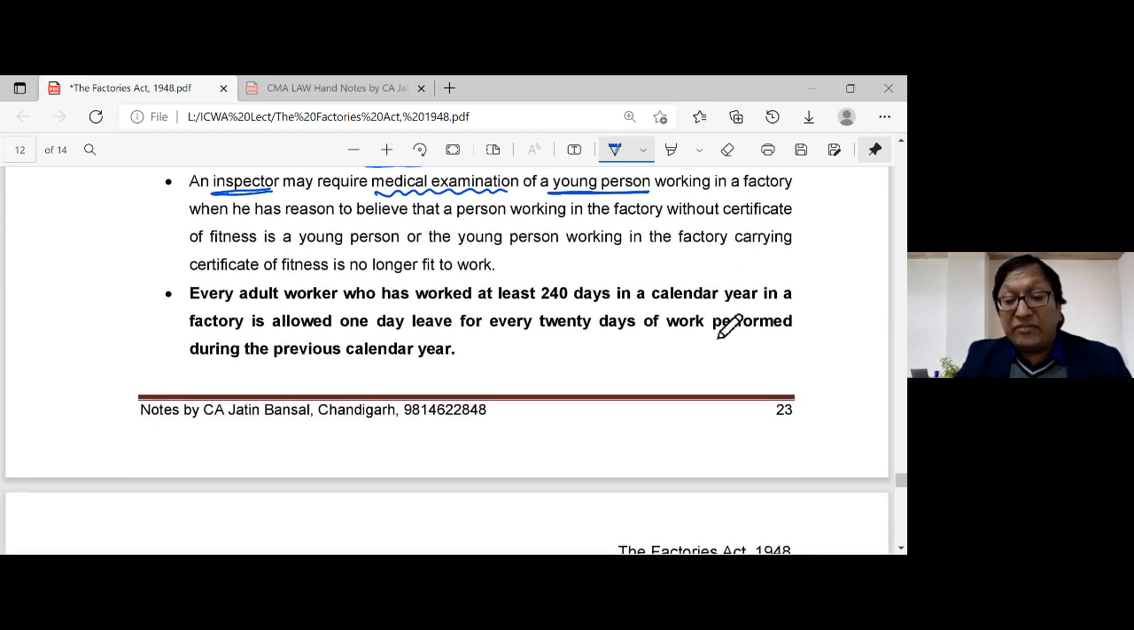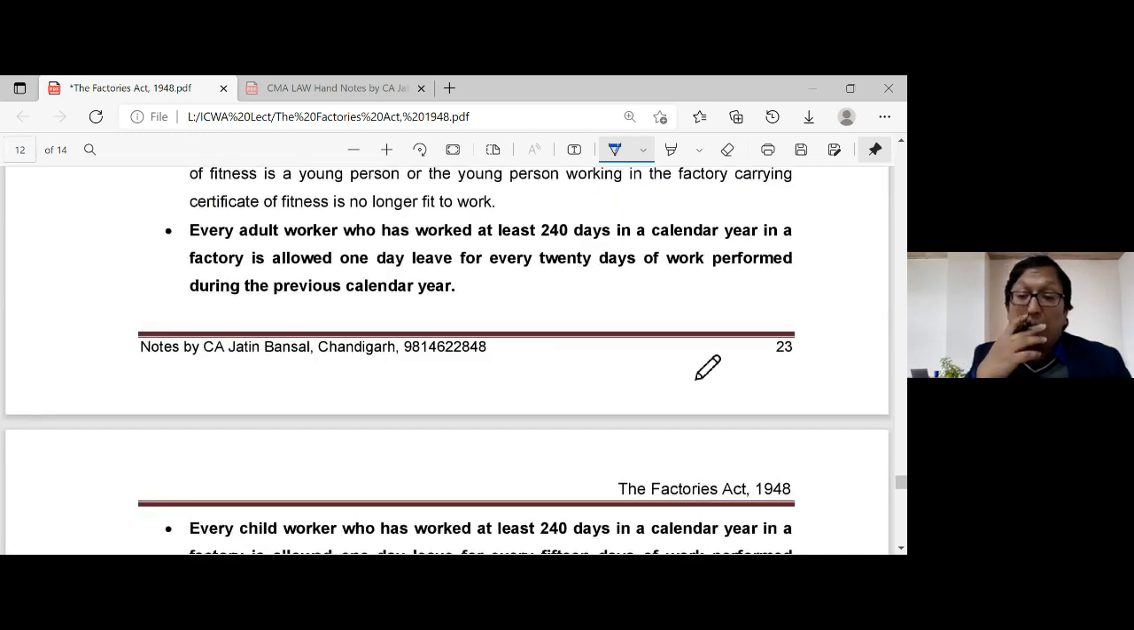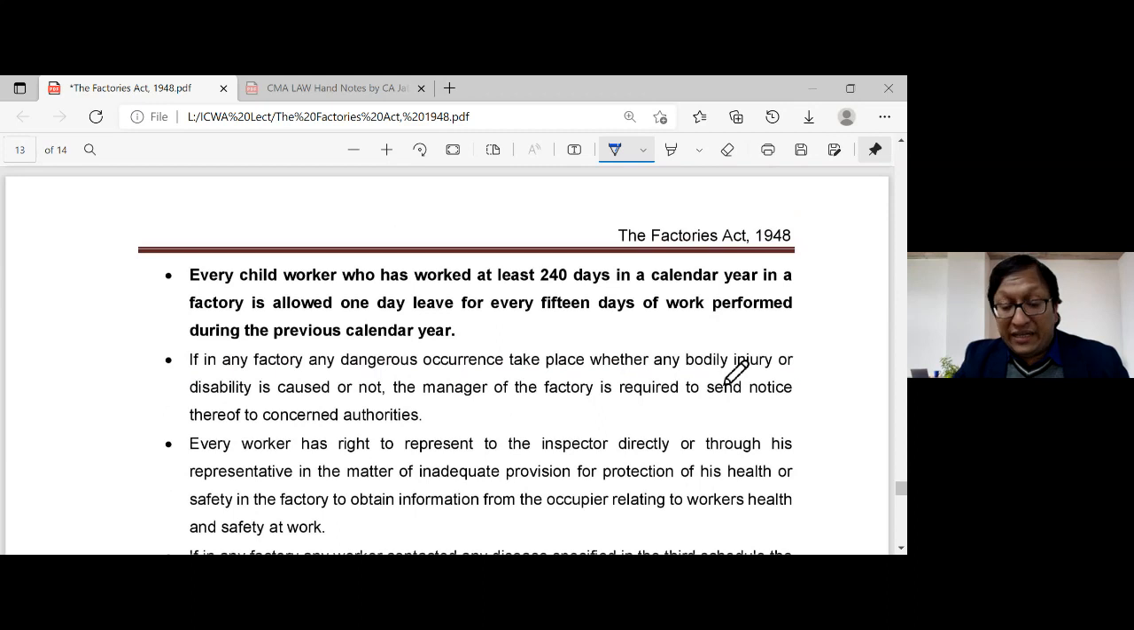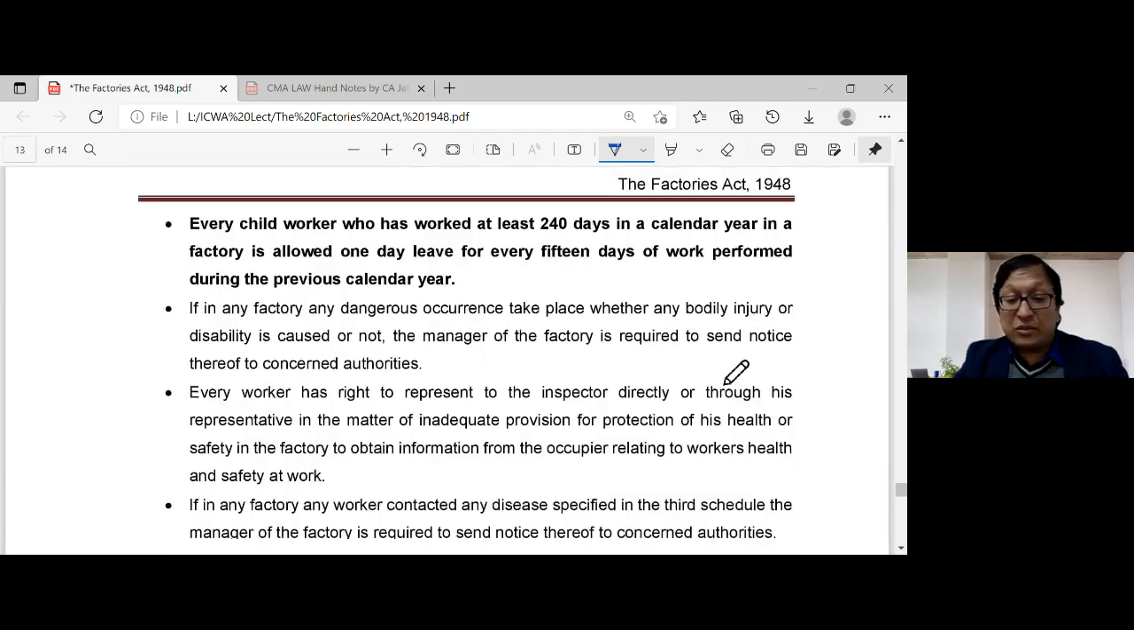And every adult worker who has worked for at least 250 days in a calendar year in the factory, I told you they will be getting the leave, earned leave. They have earned leave, and that leave will be 1 day leave for every 20 days of work performed during the previous calendar year. And every child worker who has worked for at least 250 days in a calendar year in a factory, they will be allowed one leave for every 15 days, I told.